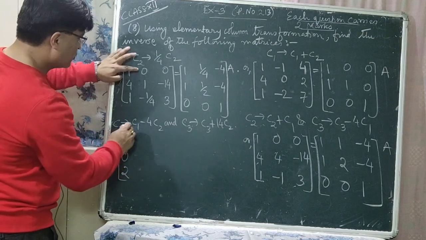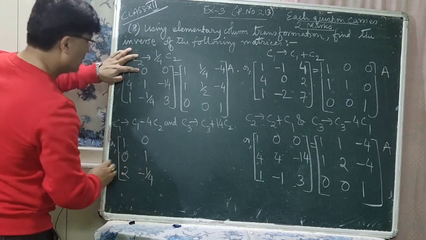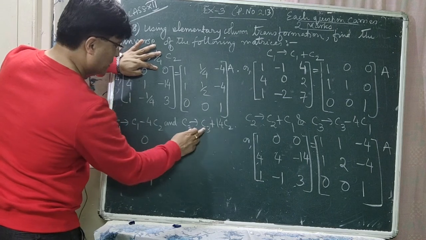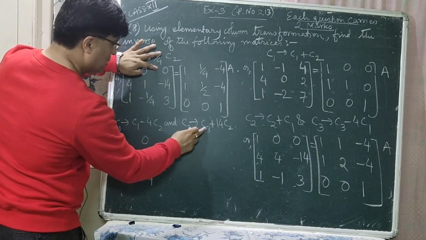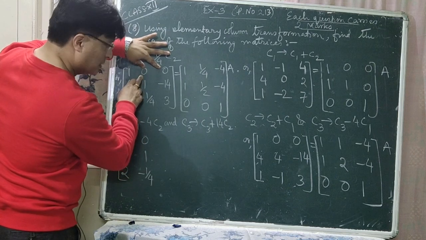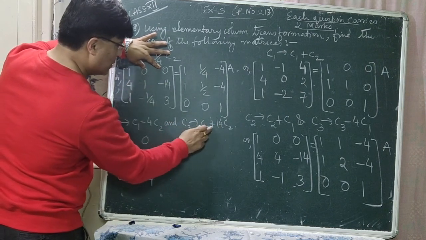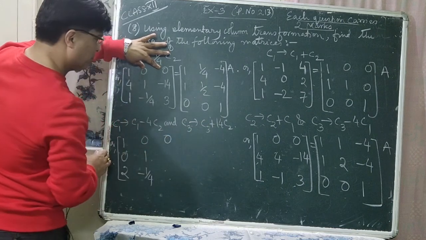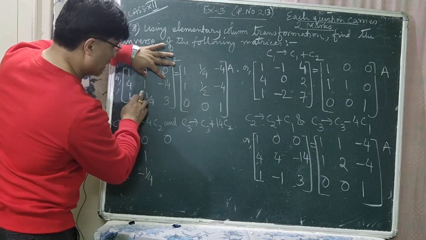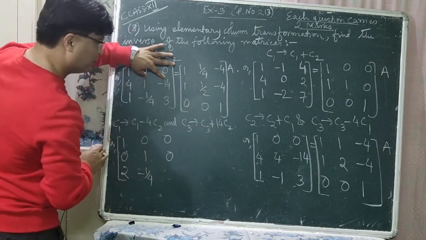Okay? Now column 2 remains the same: 0, 1, minus 1/4. Next column 3 is changing. How does it change? C3 plus 14C2. C3 is 0. C2 is also 0 here. C3 is 0, C2 is also 0. 0 plus 14 zeros are 0. That means it is 0. Okay. Then this comes. C3 is minus 14, C2 is 1. Minus 14 plus 14 ones are 14, minus 14 plus 14, that is 0.